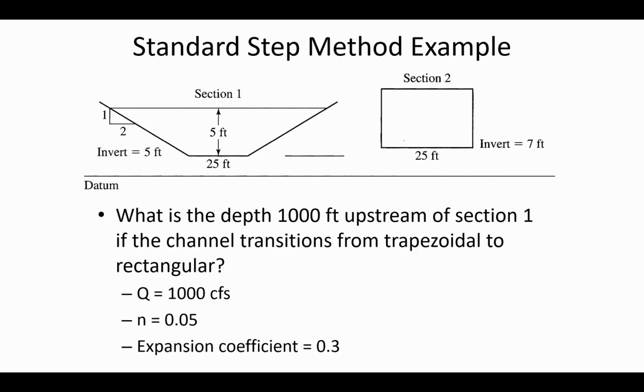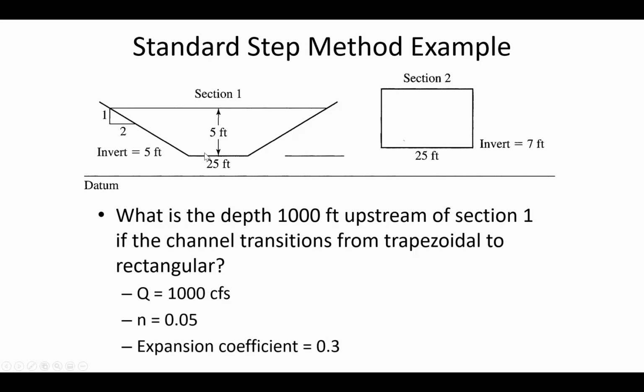Remember, this is something that we wouldn't be able to do with the direct step method, because the direct step method would have no way to handle the fact that the channel geometry is changing. In this case, our section where we know the depth is here at location 1, where the depth is 5 feet, and this is a trapezoidal channel. The bottom width is 25 feet. You can see it's got a side slope of 2 units of horizontal to 1 unit of vertical.